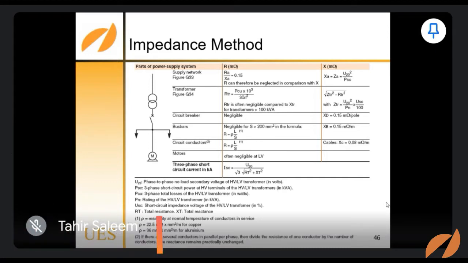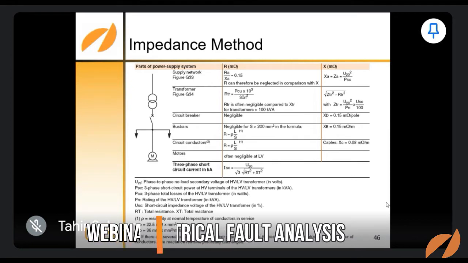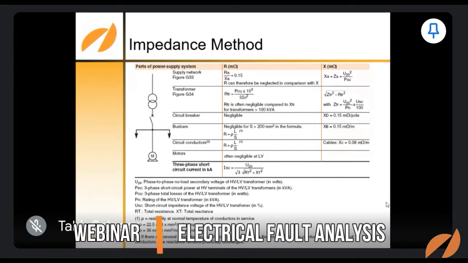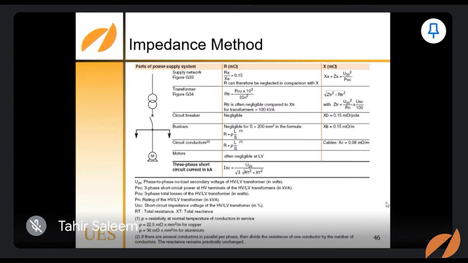Transformer figure: the PCU is the transformer losses into 10 raised to 3, divided by 3 into rated current IN. The circuit breaker we have taken as negligible, busbar negligible. You have to take R equal to rho into L by S. You know that. This is the standard formula for that. For circuit conductors, you can calculate the resistance over there. Three phase short circuit current, you can take the different ISC as per Ohm's law.